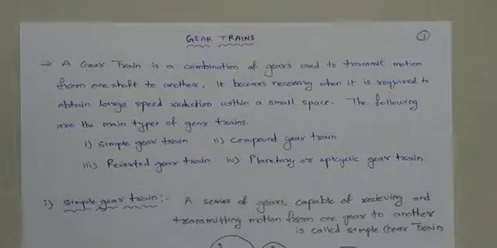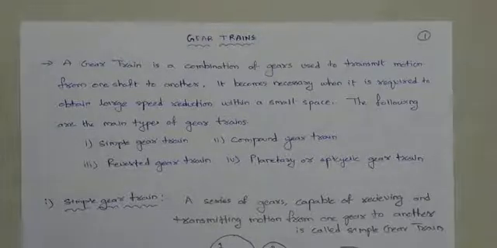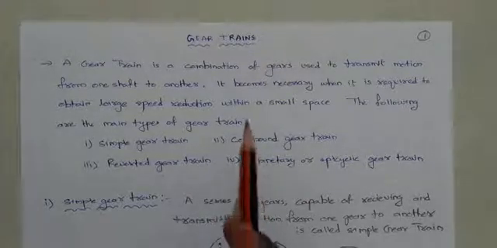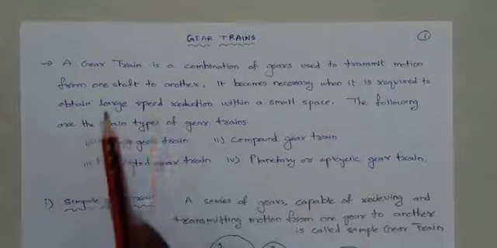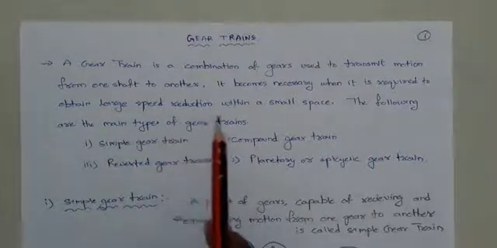So what is a gear train? A gear train is nothing but a combination of gears used to transmit motion from one shaft to another. For example, if you want to transmit motion from one shaft to another, we use gear trains. It becomes necessary to transmit motion within a small space where we require large speed reduction. For example, in a gearbox of a two-wheeler or a four-wheeler, within the smallest space, a large speed reduction takes place with the help of gear trains. That is the point mentioned here: it becomes necessary when it is required to obtain large speed reduction within a small space.